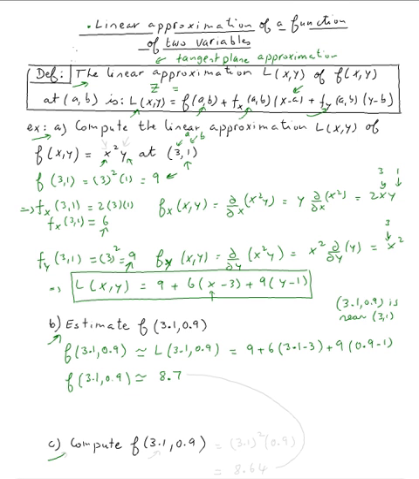Now for question C, they're not asking us to estimate. This time we want to find out f of 3.1, 0.9. So how do we do that? You just plug it into the original function, x and y. So this is going to be equal to 3.1 squared times 0.9. Again, use your calculator. You're supposed to get 8.64. So what can we say about these two numbers? This is a good approximation, you can tell: 8.64 and 8.7. And that's it for this example.